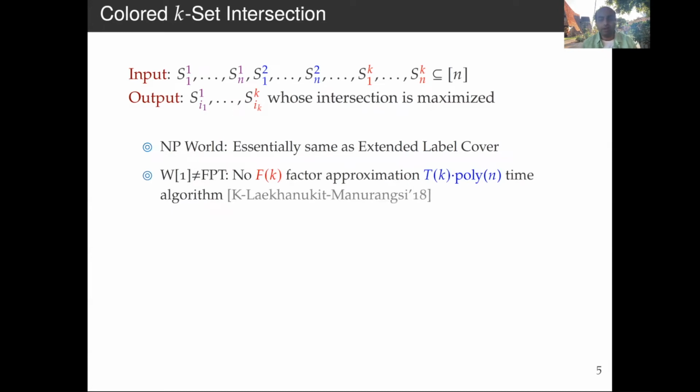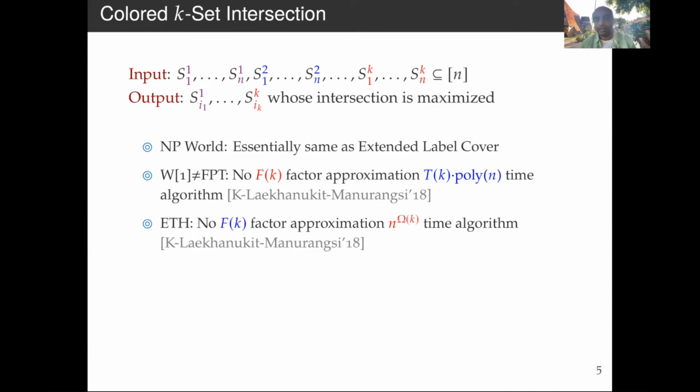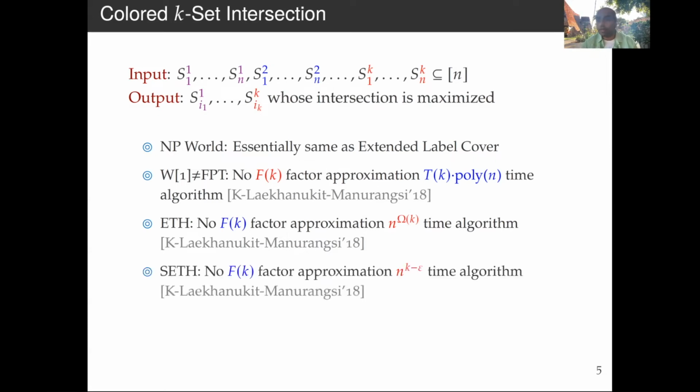And in the FPT world, we can rule out essentially everything: assuming W[1] is not equal to FPT, there is no f of k approximation algorithm, which is called the max cover problem in the work with Bandit Laekhanukit and Pasin Manurangsi. And assuming ETH, we can rule out the tight bound, that is, no algorithm running in n to the omega k time can approximate it to f of k factor. When I say n to the omega k, I mean there is some small constant epsilon. No algorithm running in n to the epsilon k time can approximate it to f of k factor for any computable function f.